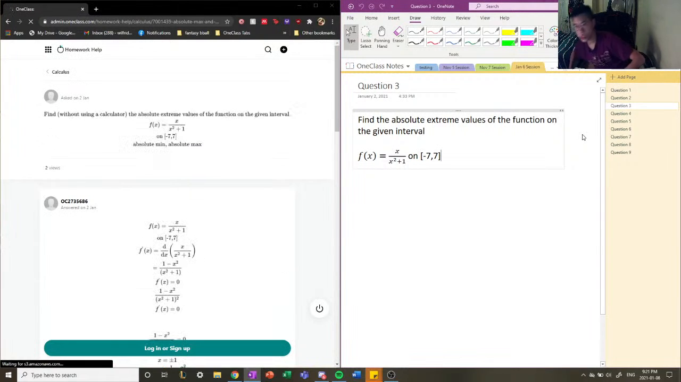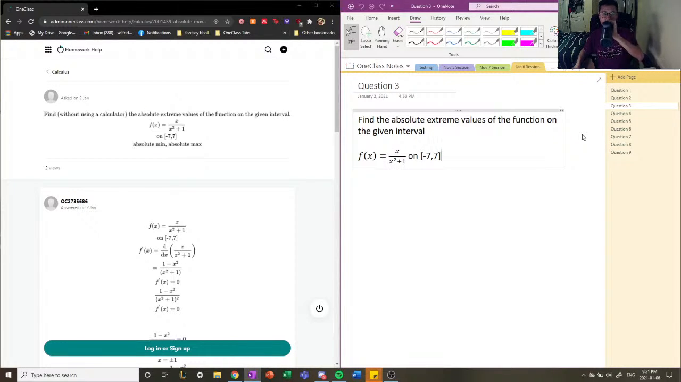All right, so here comes question number 3. Question number 3 reads: find, without using a calculator, the absolute extreme values of the function on the given interval. They give us a function, f of x equals x over root x squared plus 1, on the interval -7 to 7.